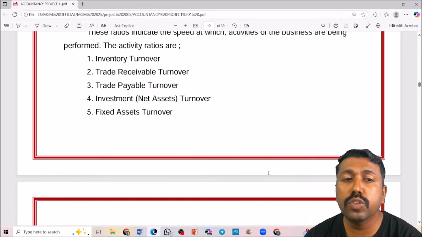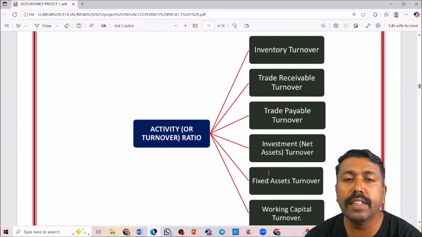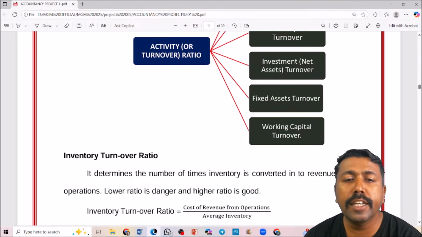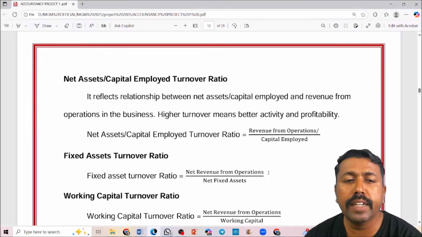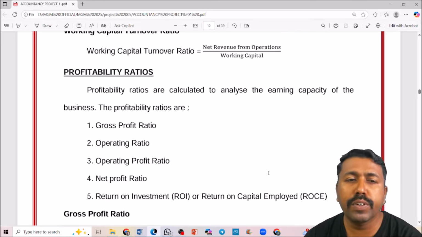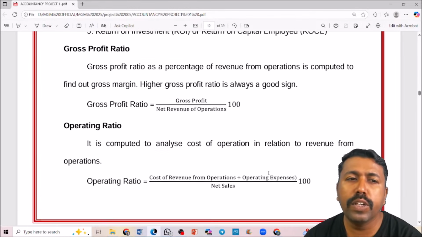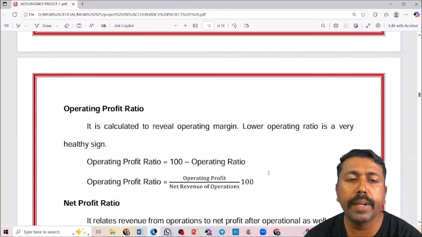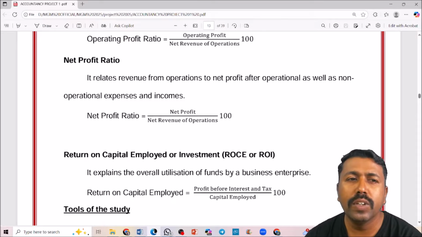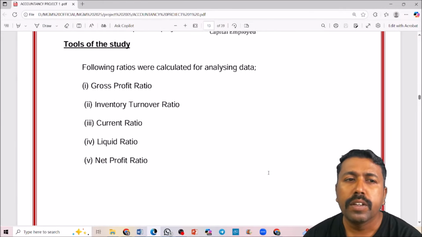Activity or turnover ratio includes around 6 different categories. A detailed explanation you can give for all the different equations and different categories. Never forget to watch the entire video. And profitability ratio includes gross profit ratio, operating profit ratio, net profit ratio. So the tools of study included for the project of accounting ratio area: calculation of different ratios.